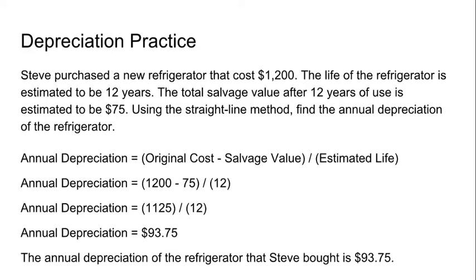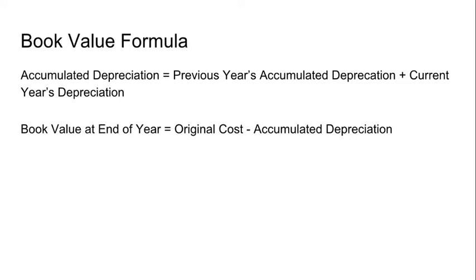So book value, remember, is what an asset is worth at the end of so many years of its life. Our two formulas are the accumulated depreciation, which is the previous year's accumulated depreciation plus the current year's depreciation, and then the book value at the end of the year, which is the original cost minus that accumulated depreciation, for what it's worth still at the end of that year. So we first need to figure out our accumulated depreciation before we can find our book value, since we need our accumulated depreciation in our book value formula.